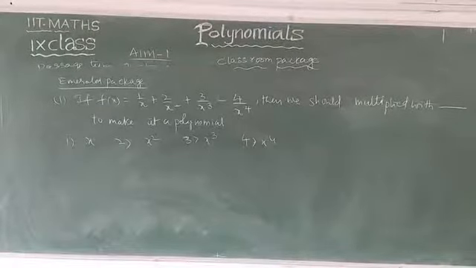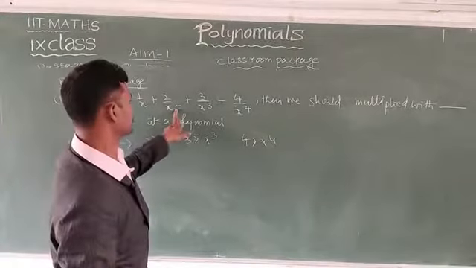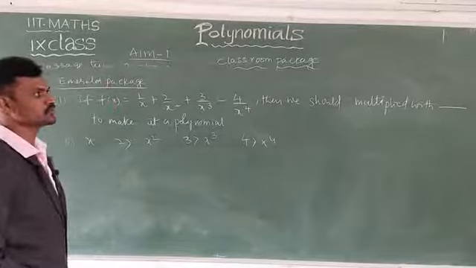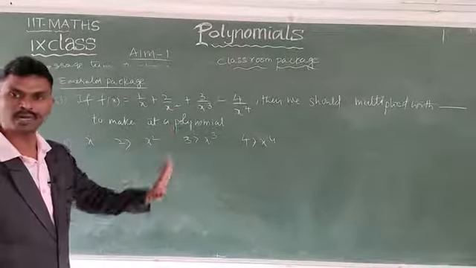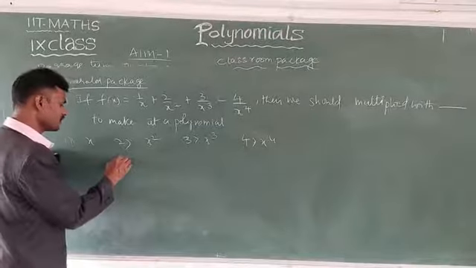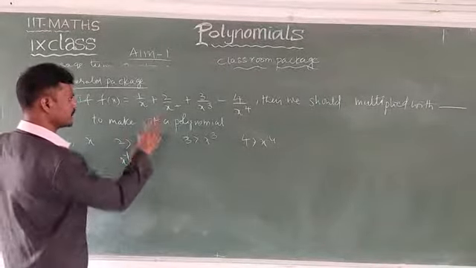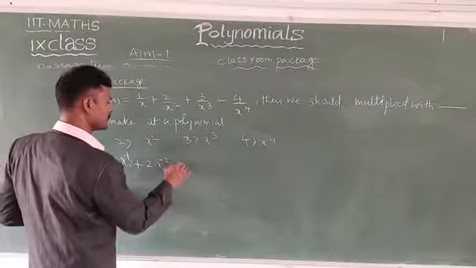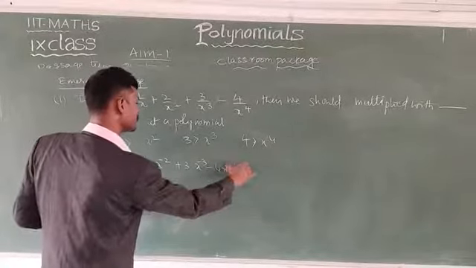Okay, now this is the Emerald package. First one: if f of x is equal to 1 by x plus 2 by x square plus 3 by x cube minus 4 by x power 4, we should multiply it with what to make it a polynomial? First we have to write 1 by x as x to the power of minus 1, and 2 by x square as 2 into x to the power of minus 2, then 3 into x to the power of minus 3 and 4 into x to the power of minus 4.